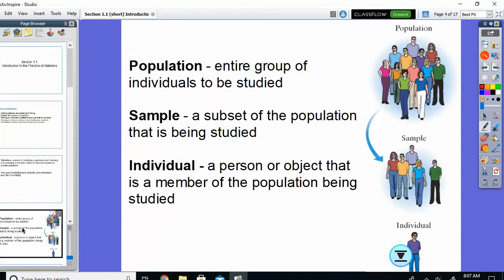So that is this little table that I put in the middle. For population, I used some pictures there to illustrate it. The population is the whole group. A sample is a subset, a smaller group from that population, and an individual is just a single person within that. These are terms that we'll use a lot.